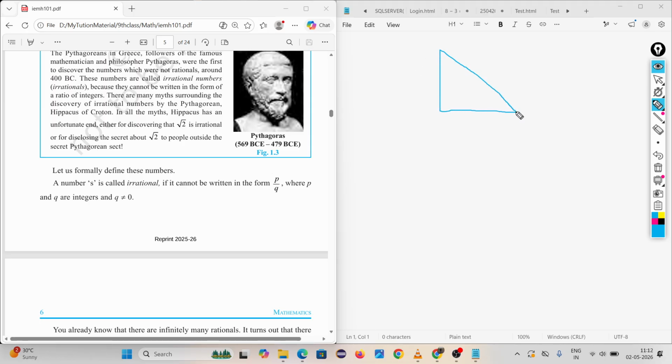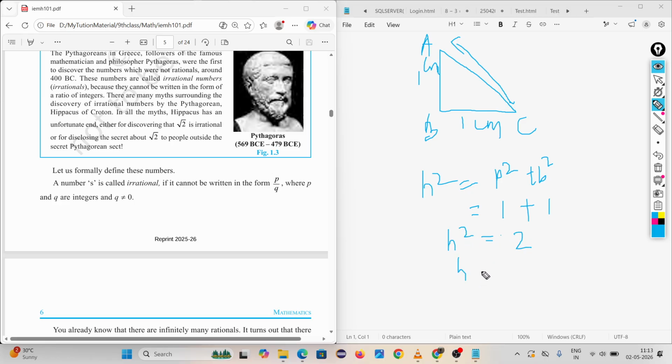Okay, tell me. Suppose there is a right angle triangle ABC in which the perpendicular is 1 centimeter and the base is 1 centimeter. Then how much is the hypotenuse? 2 centimeter? Okay, look. H square equals P square plus B square. P is 1. B is 1. H square equals 2. H equals square root of 2, na? Then it is root 2 centimeter.